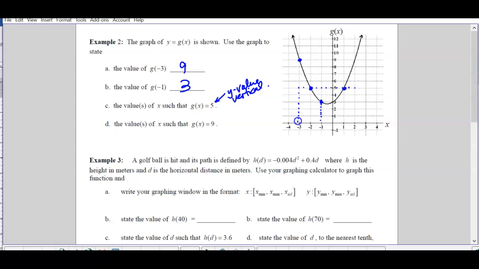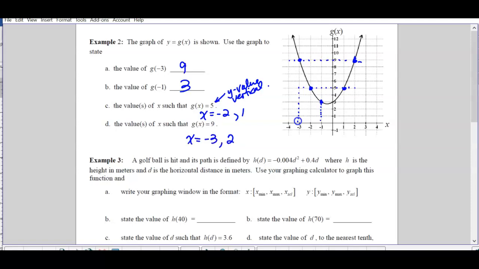So when x is negative 2 or 1. So just separate them with a comma, no brackets around them, because that would represent an ordered pair. These are just 2 different x values. Value or values of x such that g of x equals 9. So same thing, we go across here. There is negative 3 and positive 2. So x equals negative 3 and positive 2.